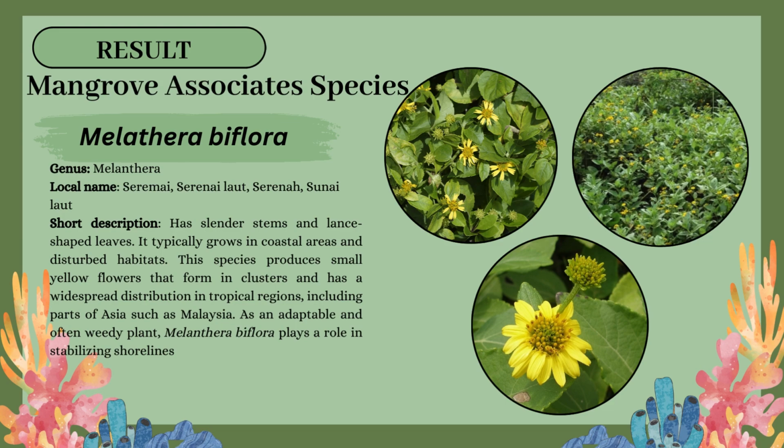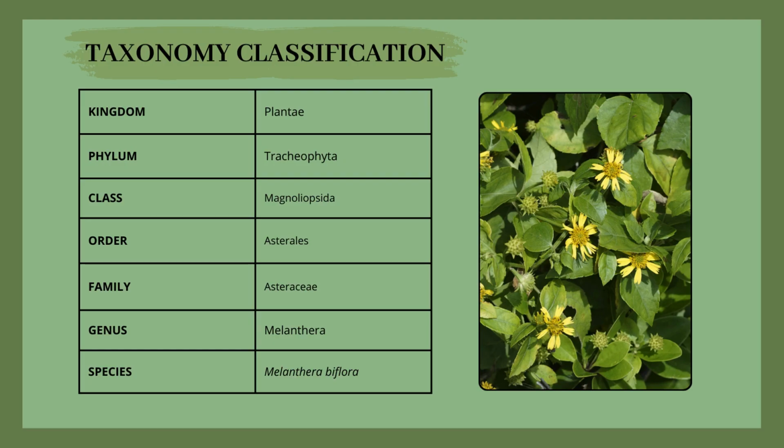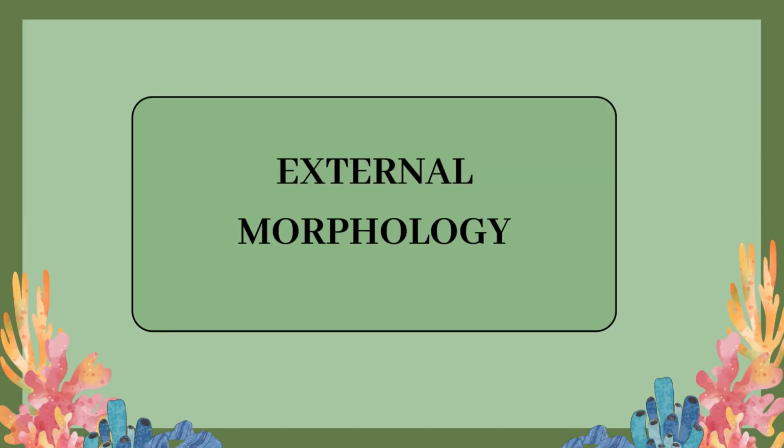This species produces small yellow flowers that form in clusters and has a widespread distribution in tropical regions, including parts of Asia such as Malaysia. As an adaptable and often weedy plant, Melothria biflora plays a role in stabilizing the shoreline. You can see the taxonomic classification of Melothria biflora, and the external morphology.